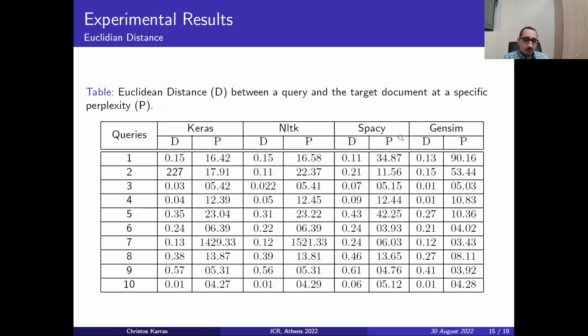If we look at the Gensim library, the distance is the lowest, not for all values, but in most columns the distance is the lowest, while the perplexity is the highest compared to, for example, Spacy. For query 1 the perplexity is 90 here, 34 there, on the next query is 53, while on Spacy it's 11, and so on. So Gensim was the library that performed best as per Euclidean distance, which means it lowered the distance between the query and the target document, and the perplexity was the highest, meaning that it performed the best results.